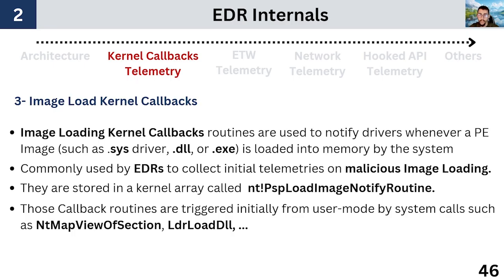These callbacks are stored in a kernel array called PspLoadImageNotifyRoutine inside the kernel. Each entry in the array points to a registered callback routine. When an image is loaded, the kernel iterates through this array and invokes each registered callback, passing relevant information about the image load event. Image load kernel callbacks are triggered when a PE file is mapped into memory from user mode via system calls such as NtMapViewOfSection or LdrLoadDll.